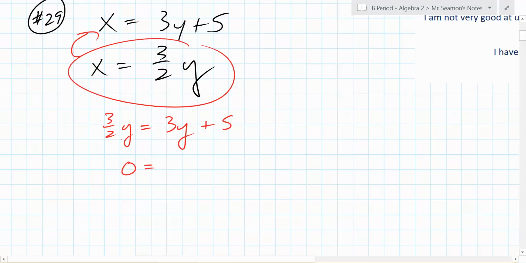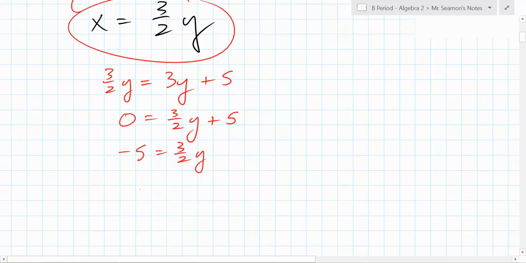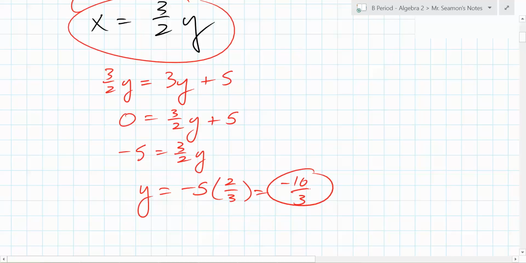How many halves are in 3? 6. So 6 halves minus 3 halves is 3 halves. Okay. So we have 0 is equal to 3 halves y plus 5. If we want to solve for y, what do we need to do to both sides? Subtract 5. Negative 5 is equal to 3 over 2y. What do I multiply both sides by now? 2 over 3. So you get y is equal to negative 5 times 2 over 3, which is negative 10 over 3.